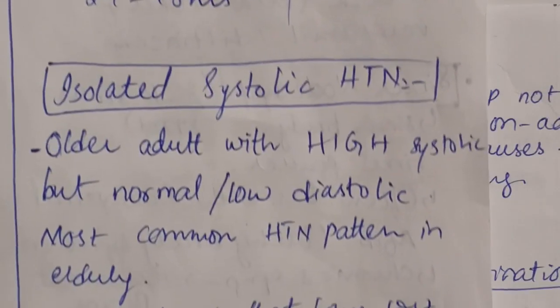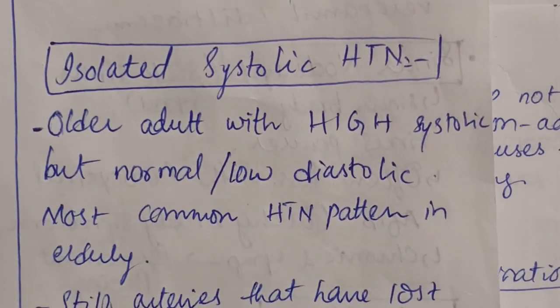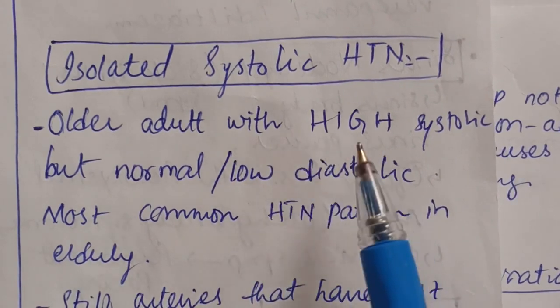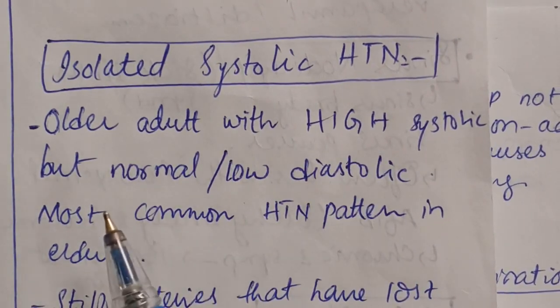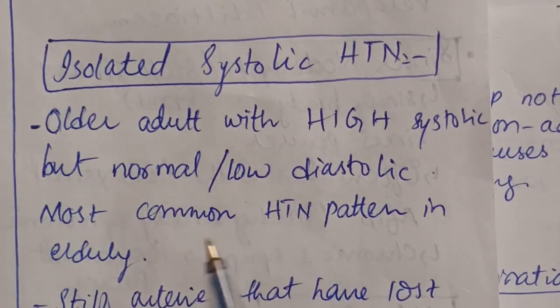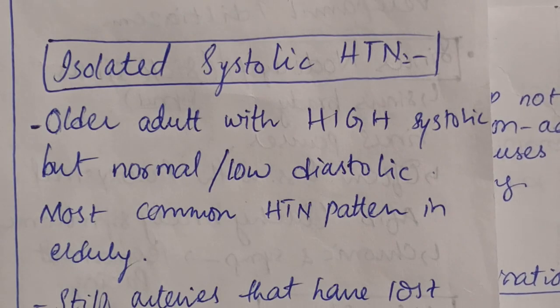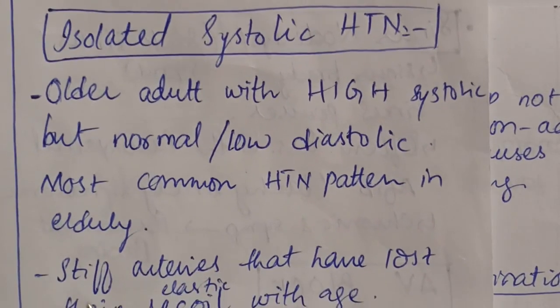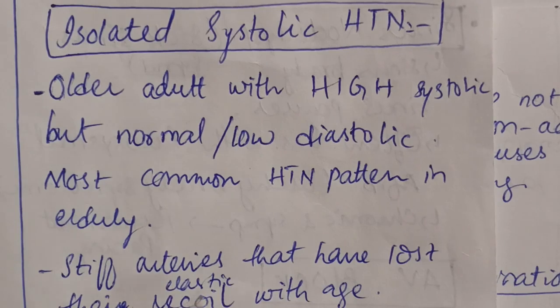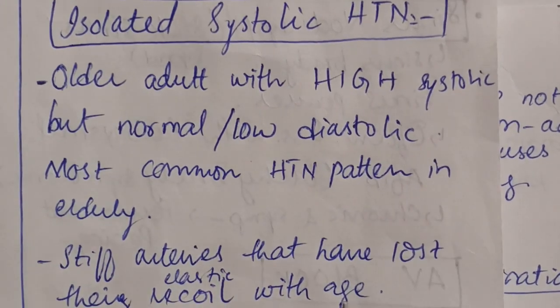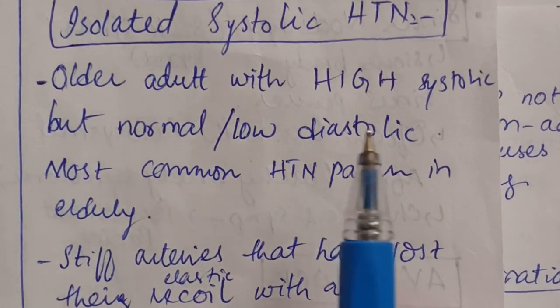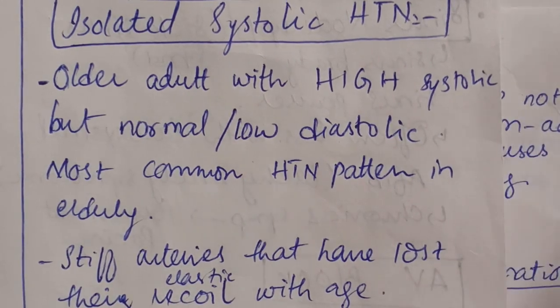Then we have the isolated systolic hypertension. It is usually present in older adults with high systolic blood pressure, but they have normal or low diastolic blood pressure. And it is the most common hypertension pattern in elderly patients. Actually, the mechanism is stiff arteries that have lost their elastic recoil with age. So it is the cause of isolated systolic hypertension.